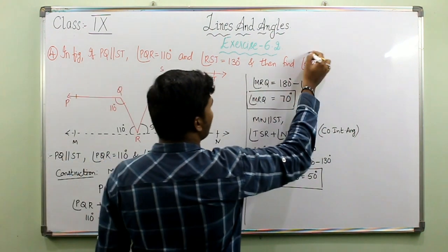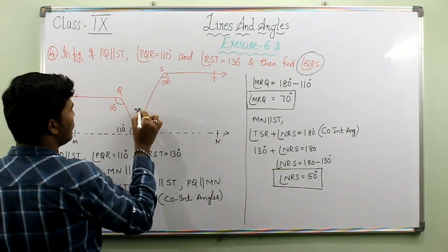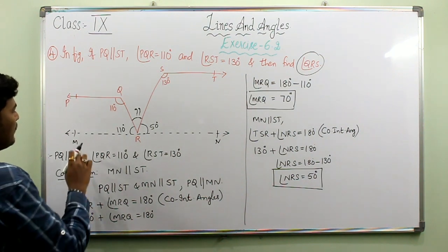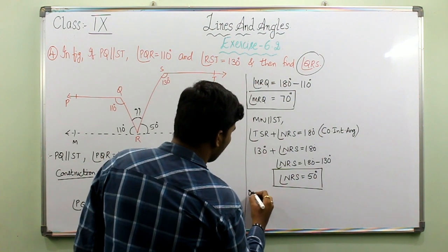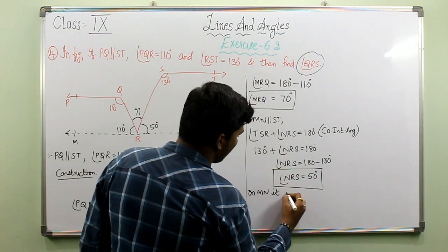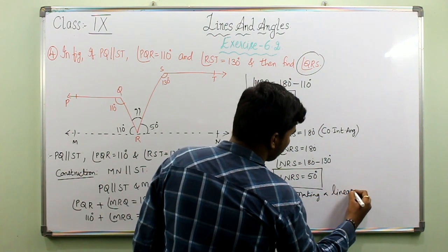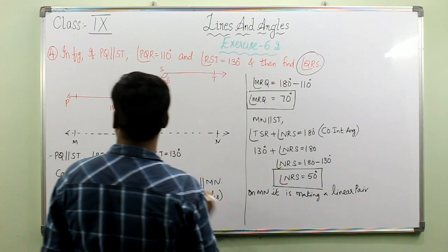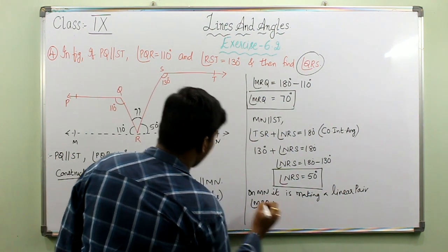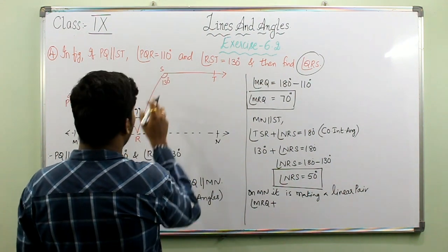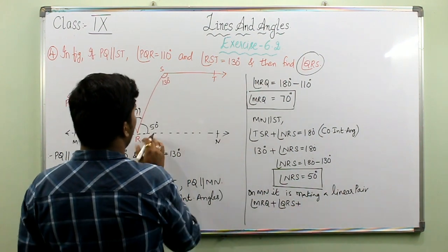Now we have to find out QRS. This is nothing but this angle. In order to find that, on MN this is making a linear pair. So it will become angle MRQ plus QRS plus NRS.